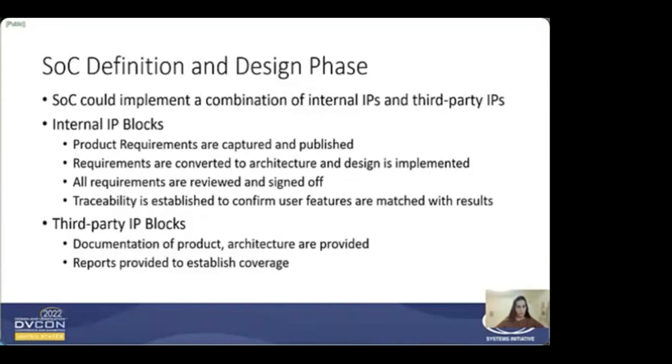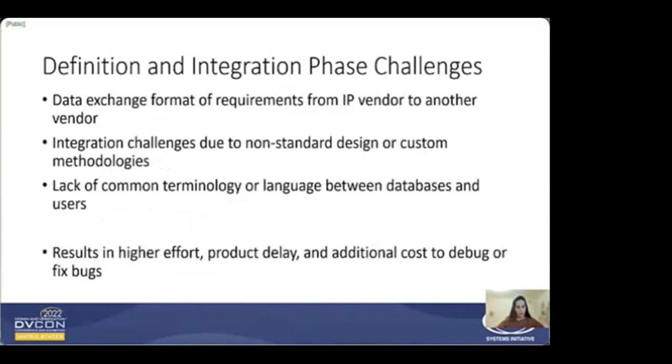So as we look at each individual one of these IPs, they work. But when we start actually integrating them, when we start connecting these blocks with each other, we could start seeing different challenges. One of the challenges usually is data exchange format of requirements from one IP to another IP, from one IP vendor to another IP vendor. And really, when we start looking at different data exchange formats of requirements, sometimes we start noticing different types of feature gaps.